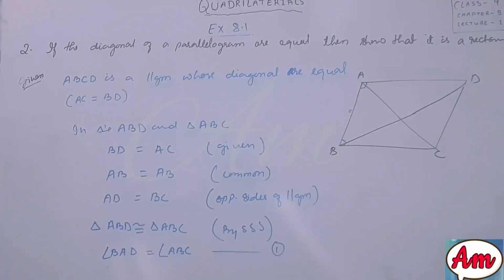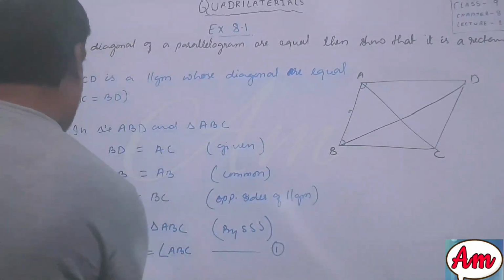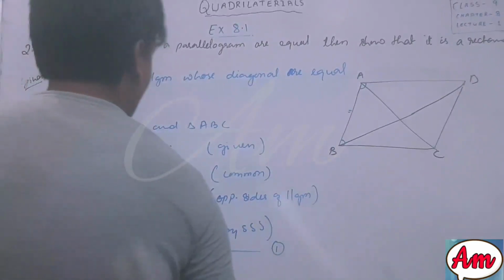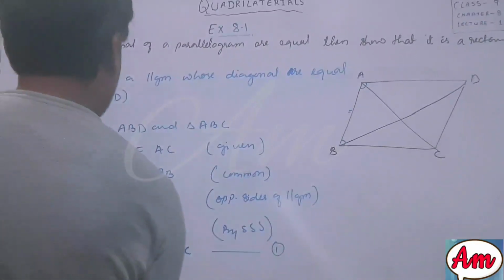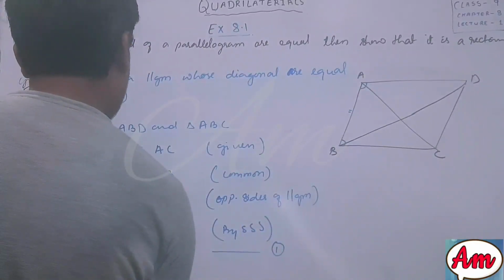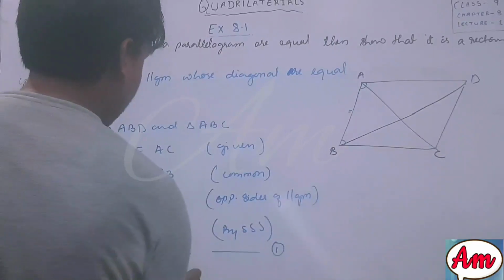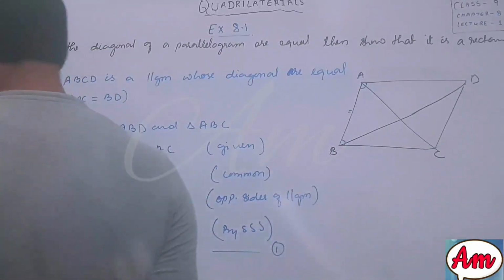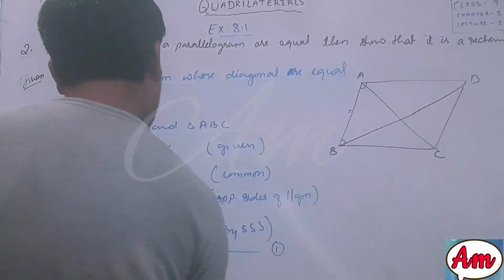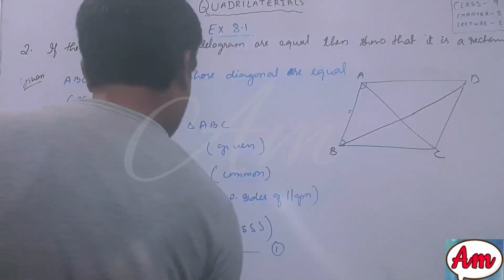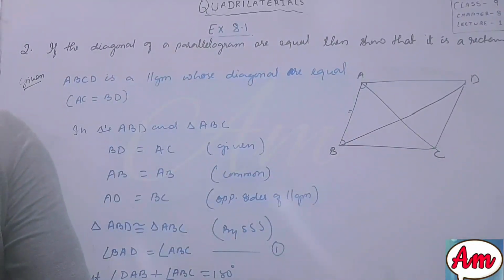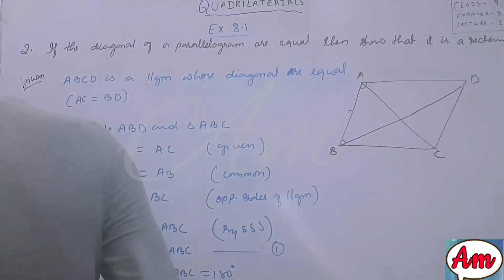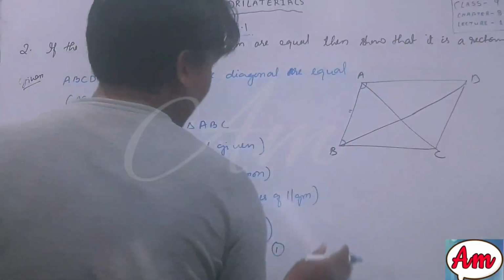Okay, now we have taken down. I am assuming that, but one more thing we know, dear students. We know that angle DAB plus angle CBA, that is angle ABC, is equal to 180 degrees. This one we know. Why? So why is it so?